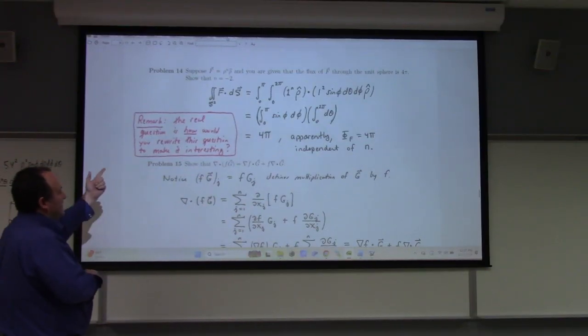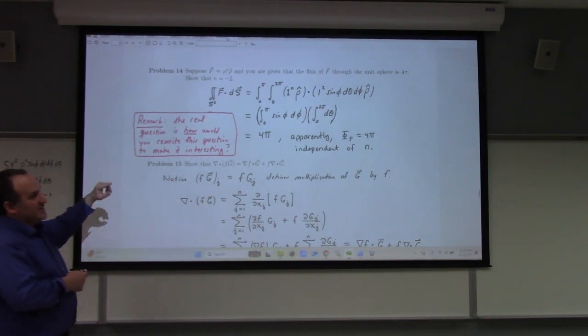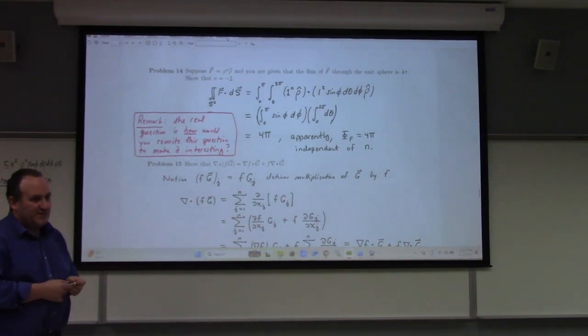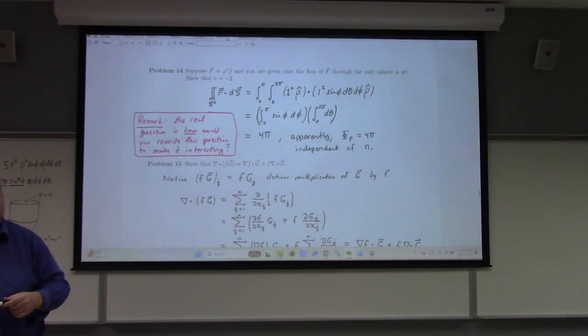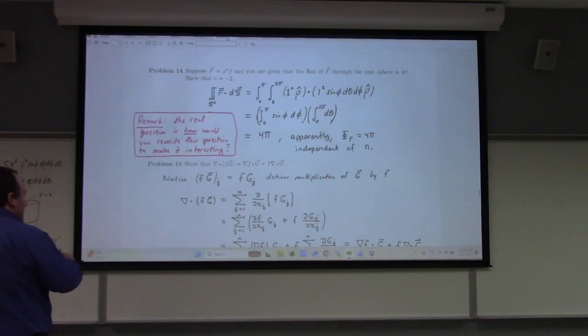I reposted the math battle, and I've reworded this question so that if I use this again in the future, it'll be more meaningful. I think the way I reworded it was, you're given that the flux of f through a sphere of any radius is 4 pi. Show n equals minus 2. That's the way I should write this. There are other ways, but that's problem 15.